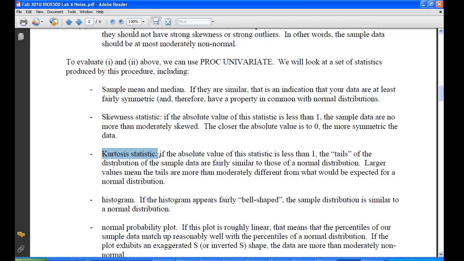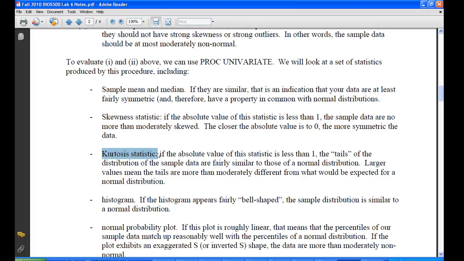There's another statistic to look at too in proc univariate, the kurtosis statistic. If the absolute value of this statistic is less than 1, then your distribution has something reasonably in common, at least, with a normal distribution. The kurtosis statistic measures how much mass there is in the tails of your distribution. You know that for a normal distribution there's just a certain amount of mass in the tails. You remember the 68, 95, 99.7 rule.